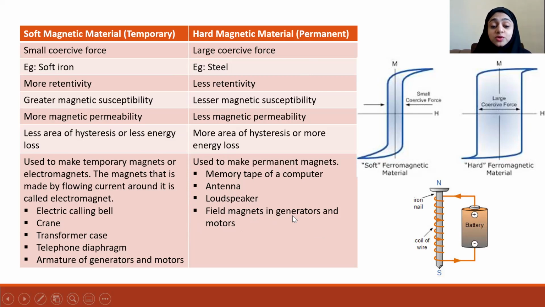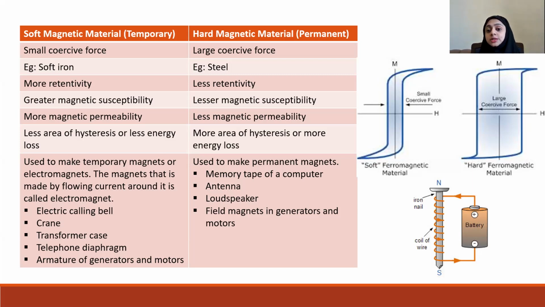You know that in a generator and motor, there is a permanent magnetic field represented by north and south pole, which will produce a magnetic field all the time. And inside that, there will be a rotating part. So the rotating part or the armature is made with soft magnetic material, while that permanent magnet that always produces a magnetic field is made with a permanent magnet.